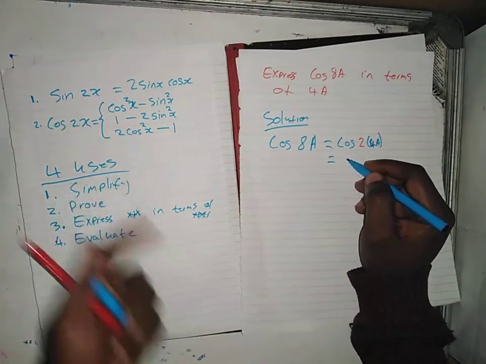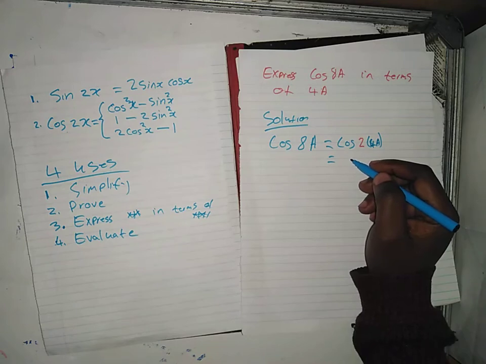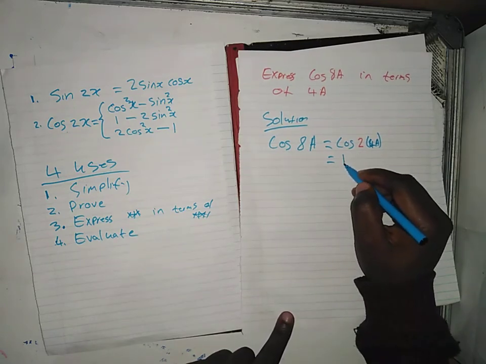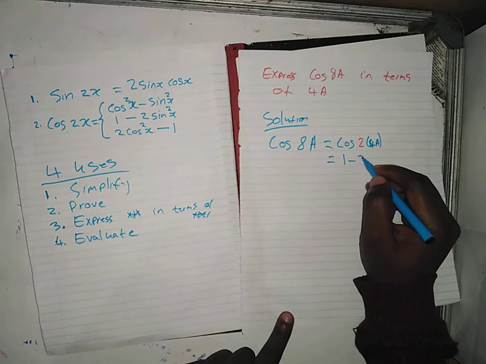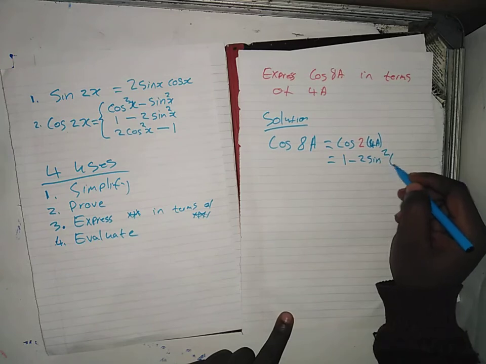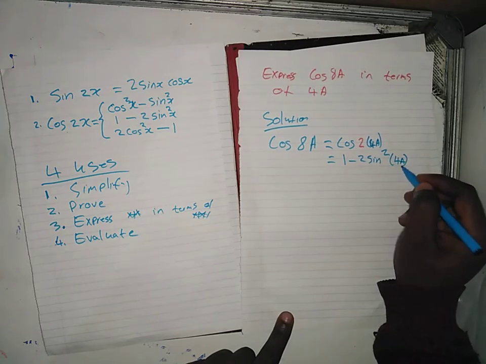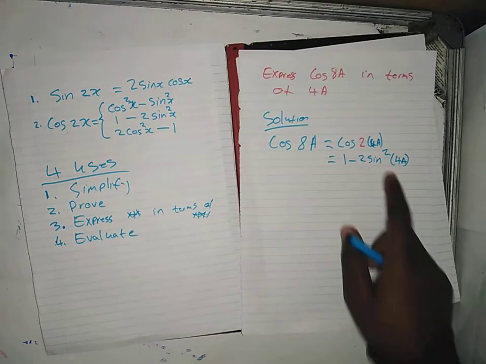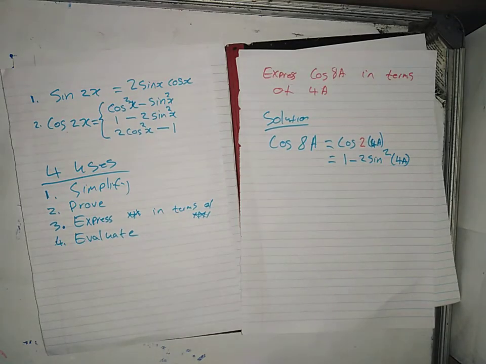From this, ladies and gentlemen, you can see that in terms of our formulas, you can take any of these formulas. It does not really matter. But for our purposes, I'm going to take 1 minus 2 sine squared, and then I write 4a. Can you see I've expressed this in terms of 4a? This is one of the situations where you can use double angle formulas in order to answer questions.